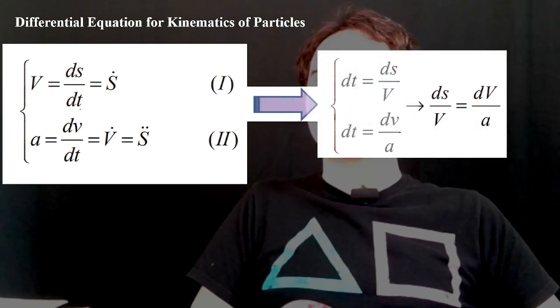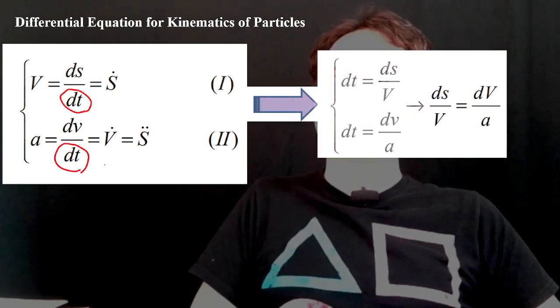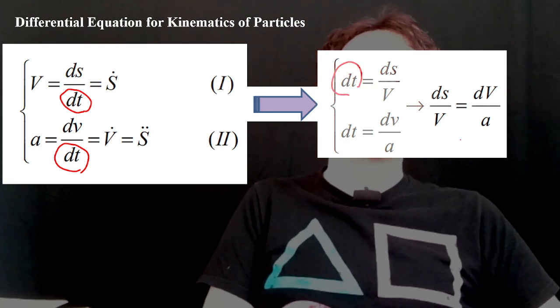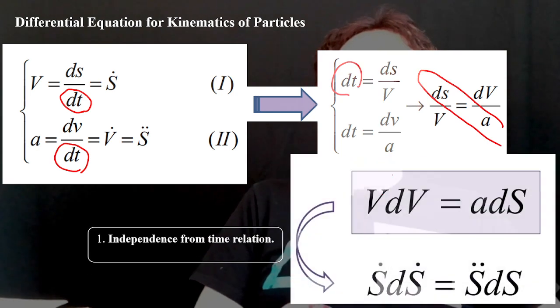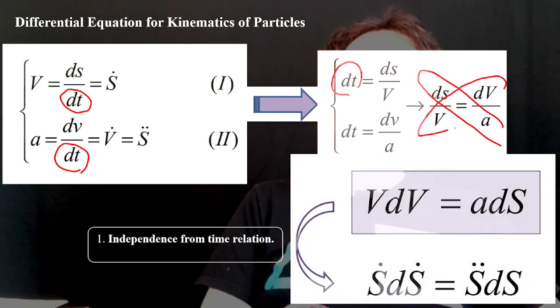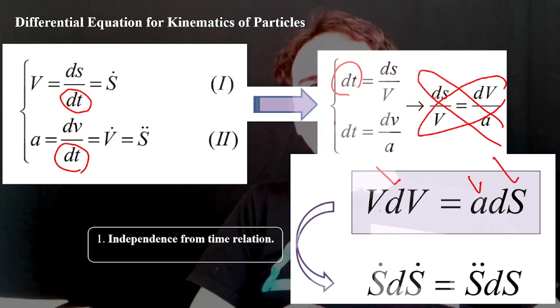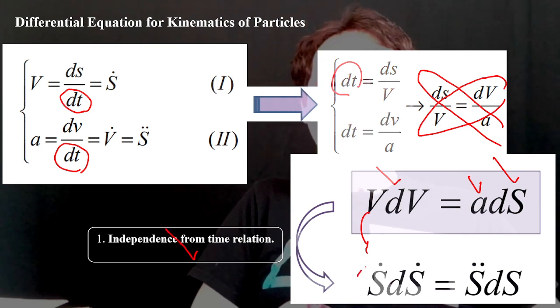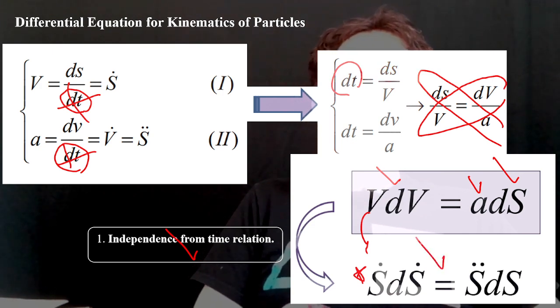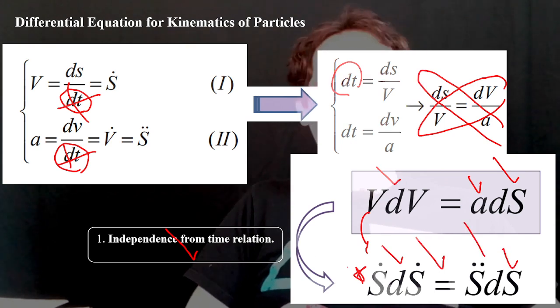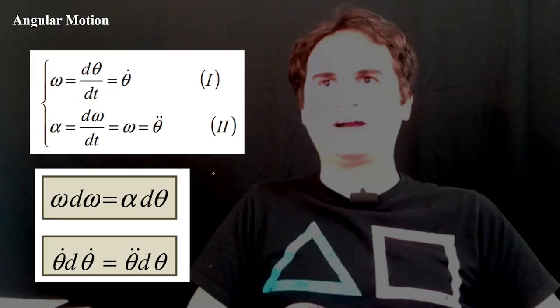If we write down both of these equations based on dt, we can reach an equation which is v times dv, velocity times variation of velocity, equals acceleration times displacement, or you can show it by s dot. We call that the independence from time relation. That's interesting because we remove the effect of time from both equations, and relate displacement, velocity, and acceleration all together without the time factor.